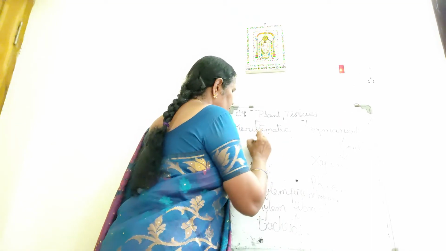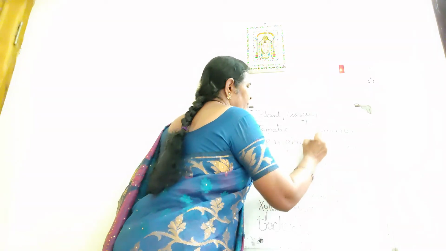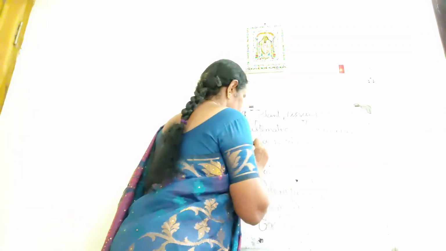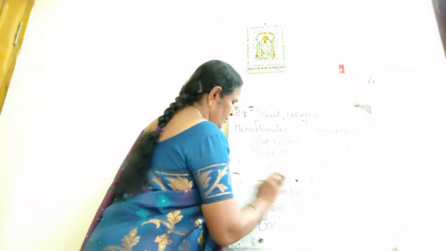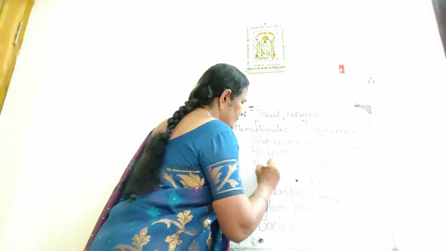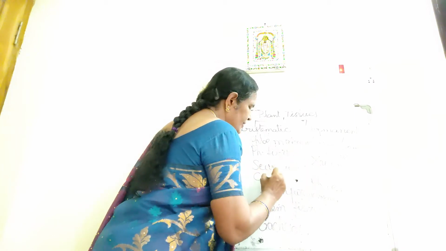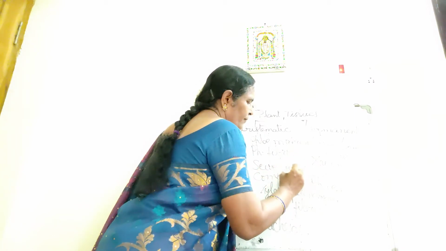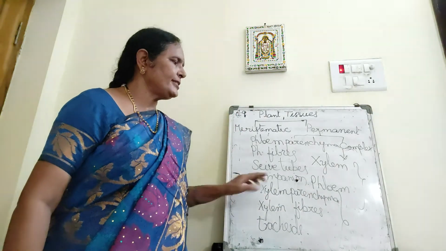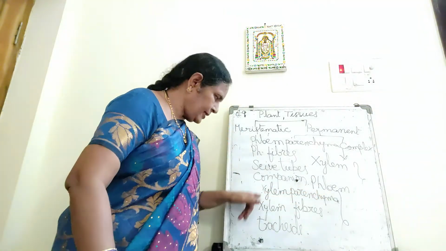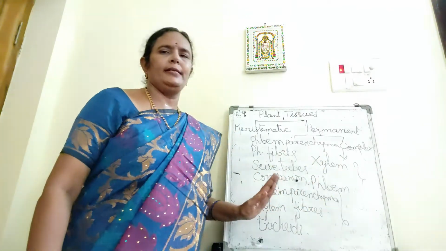Phloem parenchyma, phloem fibers, sieve tubes and companion cells. Yes? These are the different cells present in phloem. These are the different cells present in xylem. That is why they are called complex permanent tissue.